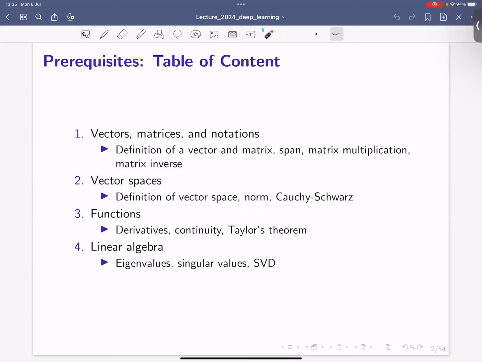Then I move on to a review of functions, more specifically concepts such as derivatives, the concept of continuity, Taylor's theorem, which allows us to expand a function on a point. And finally, we'll discuss a little bit more advanced concepts of linear algebra, things such as eigenvalues, singular values, and SVD decomposition.